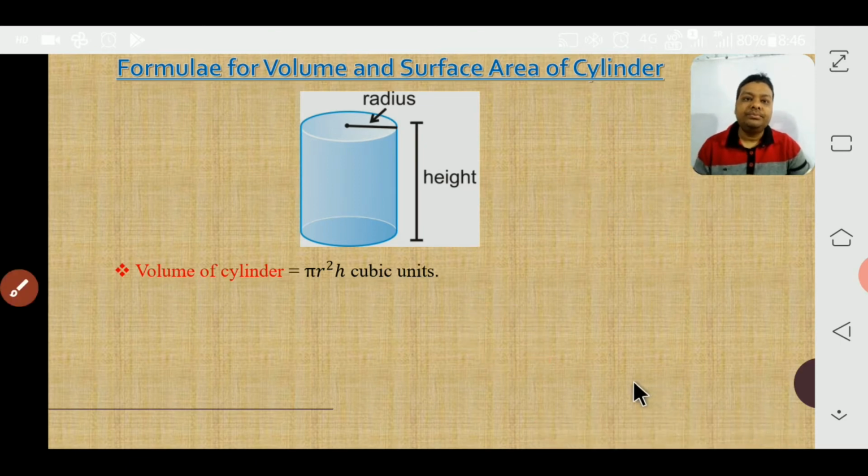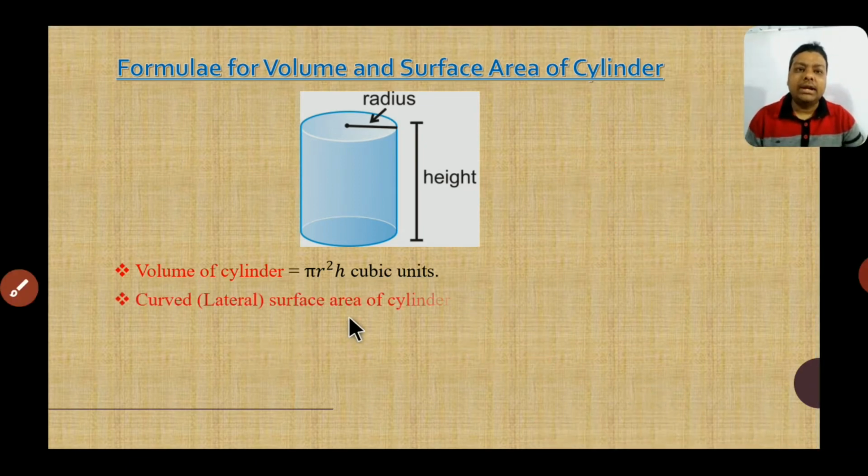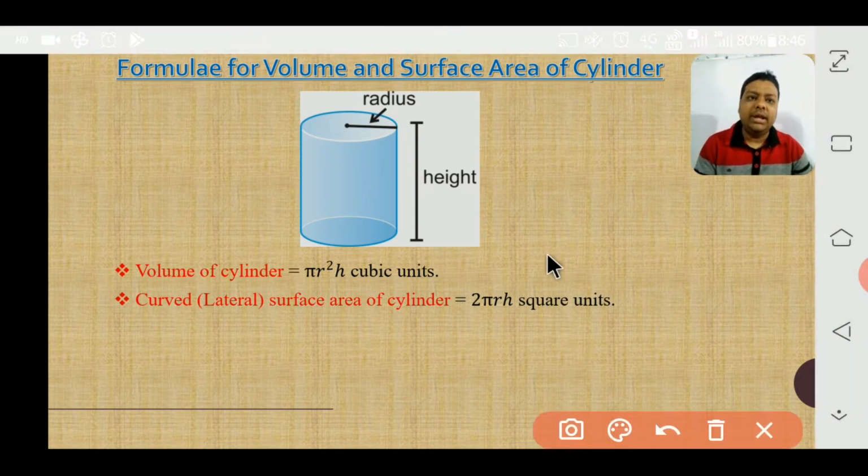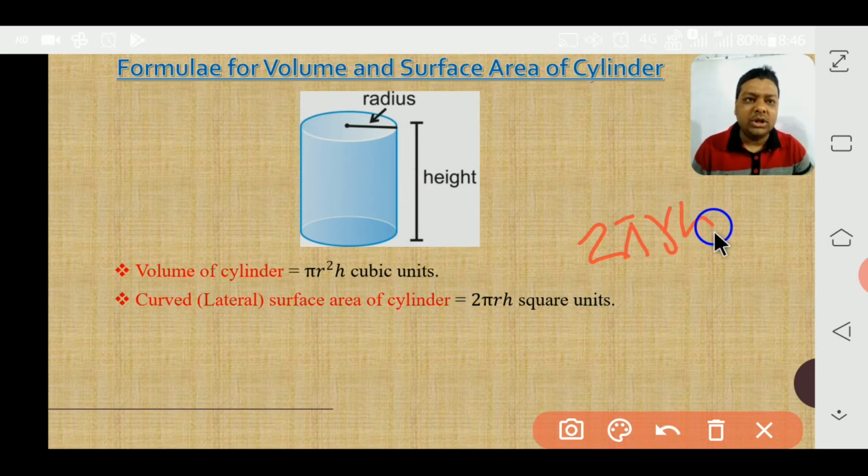Now, what is the curved or lateral surface area of a cylinder? Again from the circle, we know that the circumference of a circle is 2 pi r, the border. In the border, the height is increasing, so we multiply by h also. It means if you have to find the curved surface area of a cylinder, then you multiply the height with the circumference of the circle.